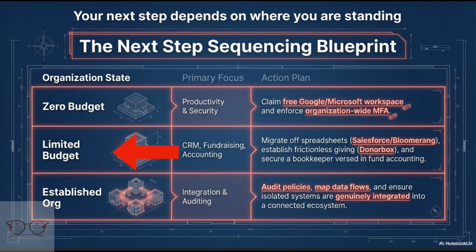Now, if you're a growing mission with a limited but real budget, focus on more robust CRM fundraising solutions, moving accounting to QBO, Xero, etc. Get off spreadsheets and into something like Salesforce or Bloomerang. Pair it with a frictionless giving tool like DonorBox and make sure whoever's doing your books understands fund accounting. Fixing this later is much harder than starting it right. Now, if you're established and you're large, the solutions are pretty clear, so we won't go into that.